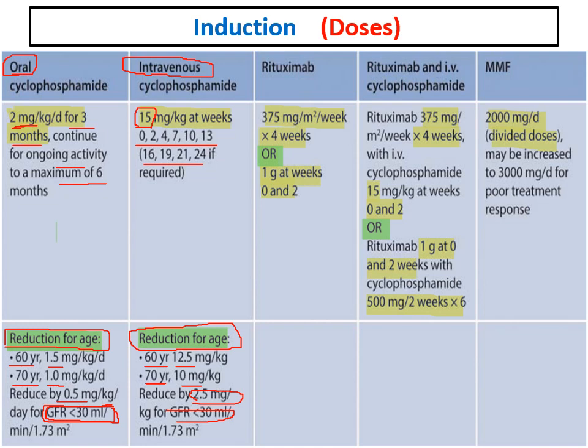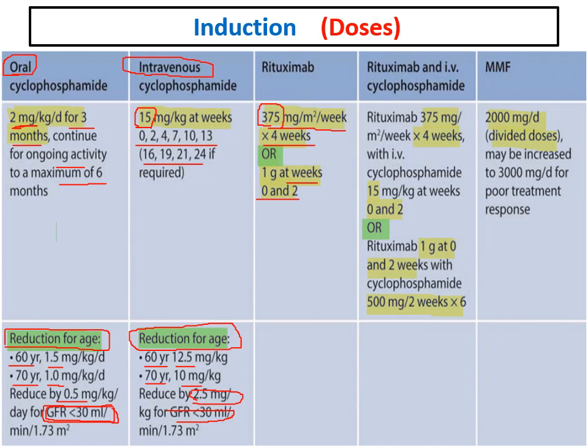What about the rituximab dose? We have two regimens. Either we can give 375 milligram per square meter per week for 4 weeks, for 4 doses, or we can give 1 gram at weeks 0 and 2. So again, either we can give 375 weekly for 4 doses or 1 gram every 2 weeks for 2 doses.